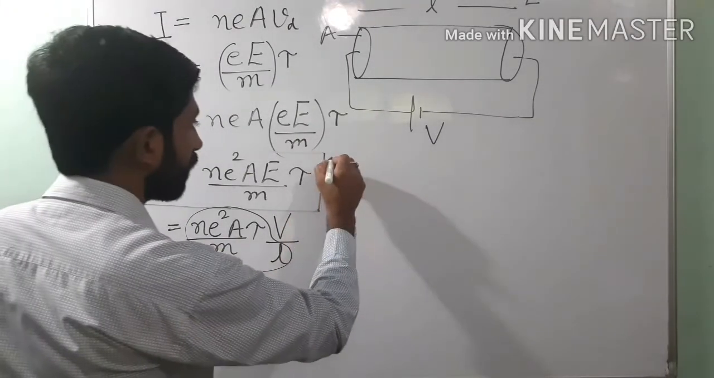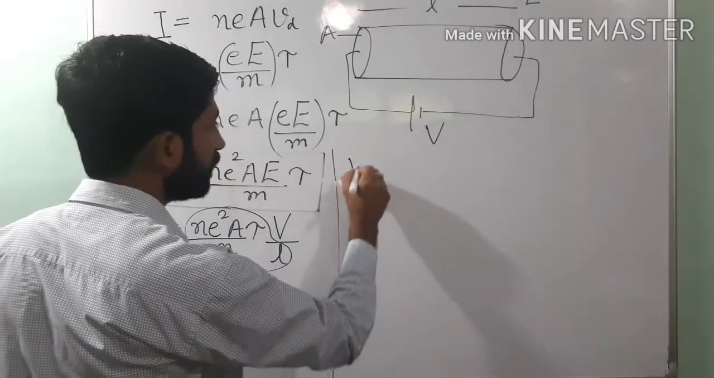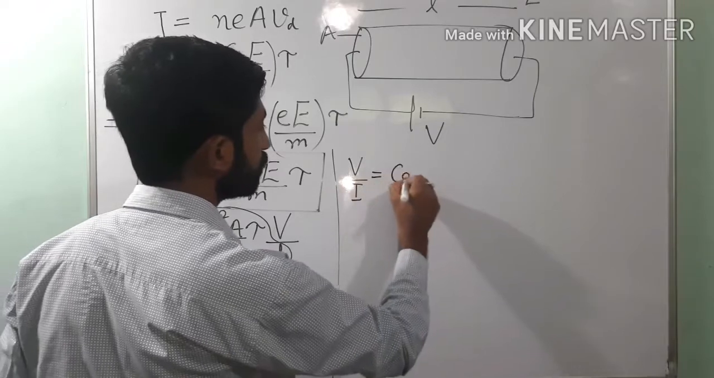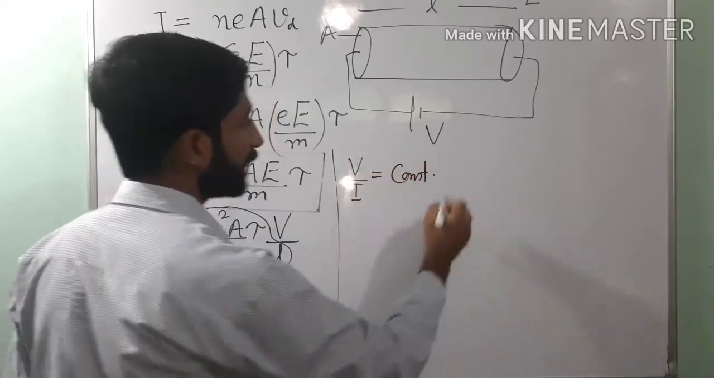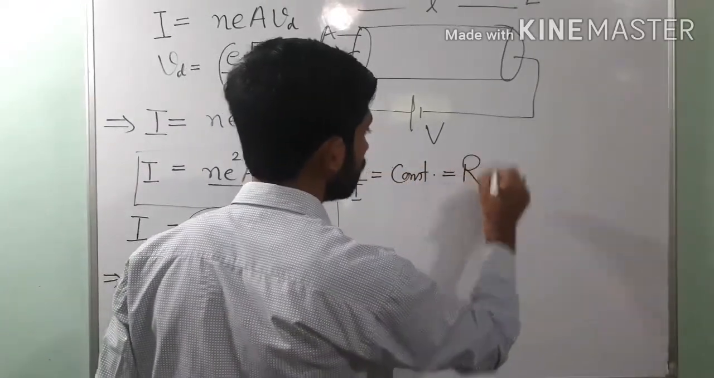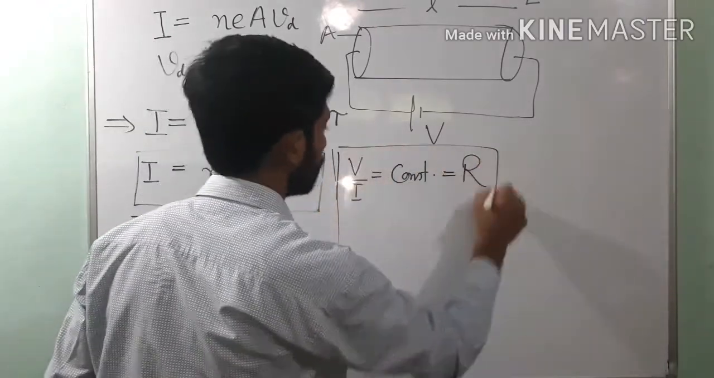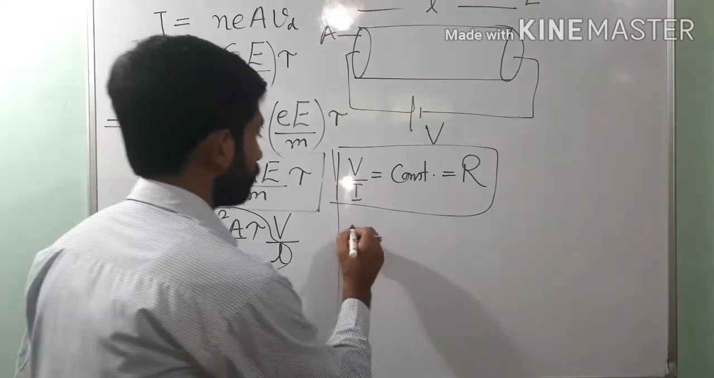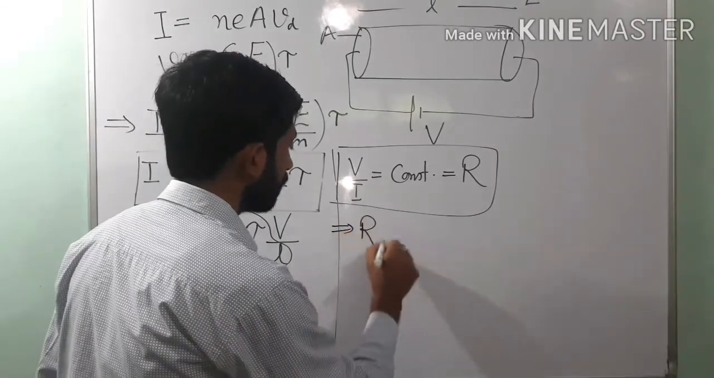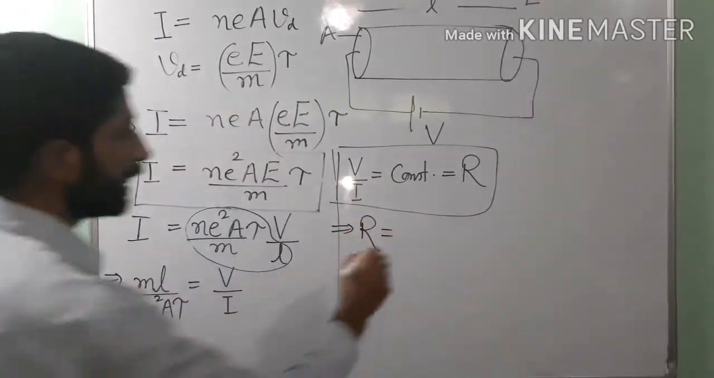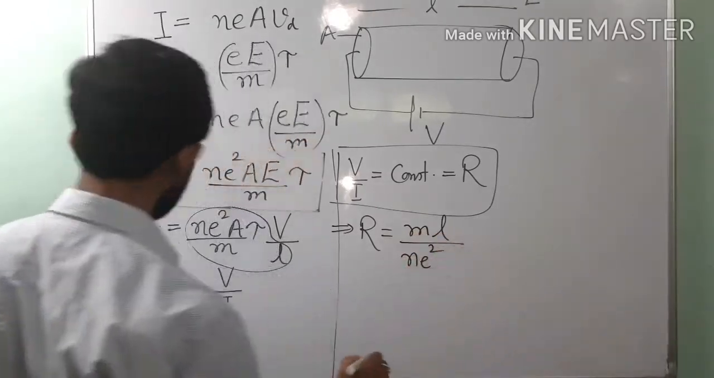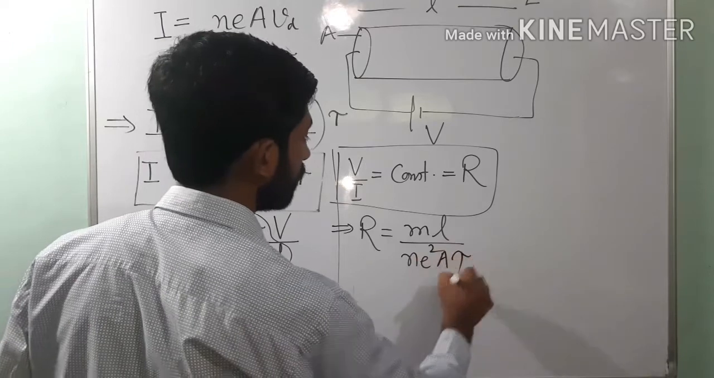So V over I is equal to constant, and this constant is known as resistance of the conductor. This is what we know as Ohm's law. So this is giving you R = ml over ne²Aτ.